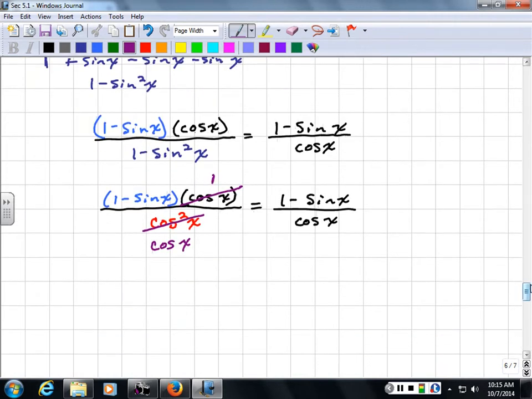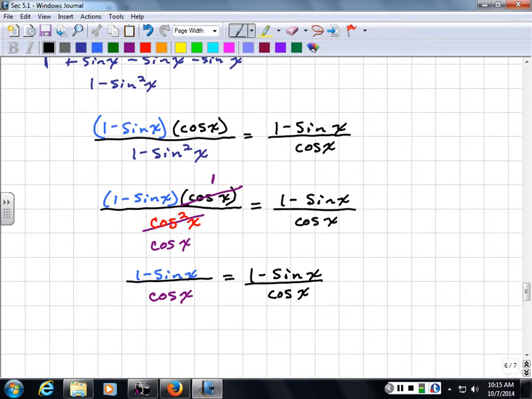Which means on the left-hand side, I now have 1 minus sine x over cosine of x, which just so happens to be exactly the same thing as what I have on the right-hand side. Principle of conjugates. I could do the same thing if I wanted to start on the right-hand side.